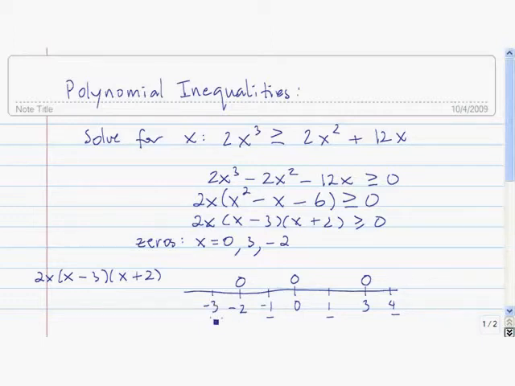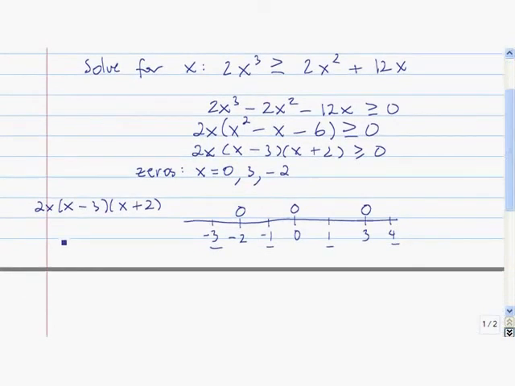So what we're going to do is take this negative 3 and plug it into the function to see if we get a positive number or a negative number. So we get 2 times negative 3 is negative 6. Negative 3 minus 3 is negative 6. And negative 3 plus 2 is negative 1. So negative 6 times negative 6 times negative 1 is a negative number. It's equal to negative 36. So we put a negative here.